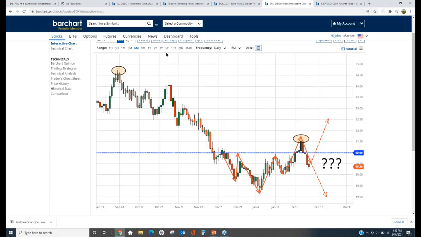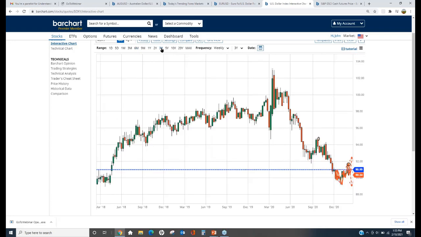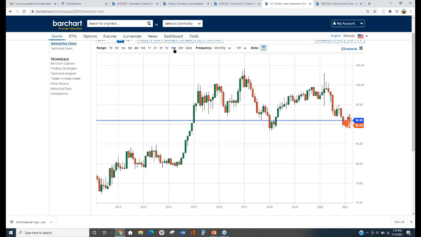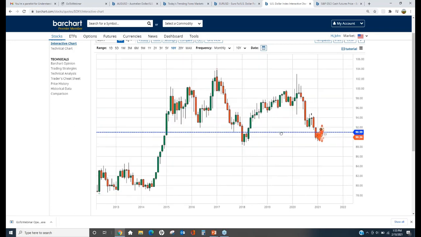If I look at this in a longer term picture, let's even go out to like 10 years, right? You can see that this 90 to 88 area is a very critical area for the US dollar. If it doesn't hold over, let's say, the next few weeks, next month or so, there's really nothing here for the dollar to hang its hat on until it falls all the way down to 80 cents or 80. So that is something that I'm watching currently.